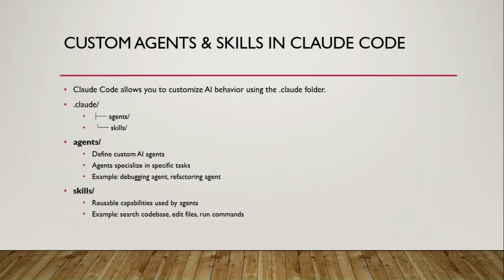Then skills are basically the reusable capabilities that can be used by agents. In your agents file, you can describe that your agent will have access to this particular skill. A skill can include searching a code base, editing files, running commands, so you can just mention that this particular skill is available to all the agents. That is something that is unique, and each agent will have its own context window and own set of MCP tools. It's just like delegating the task, like human behavior. Instead of one person doing all the tasks, you're delegating the task.